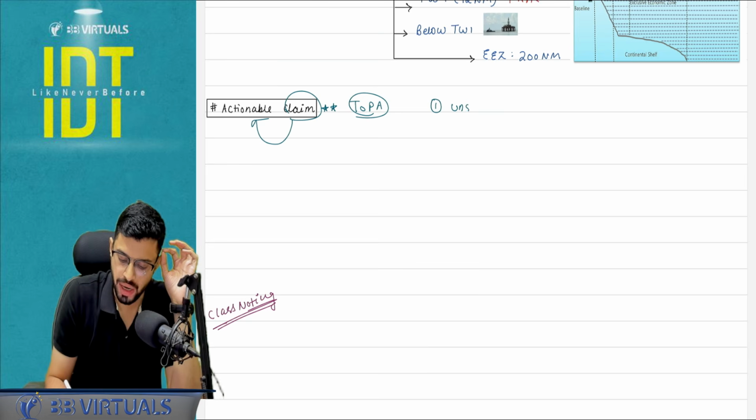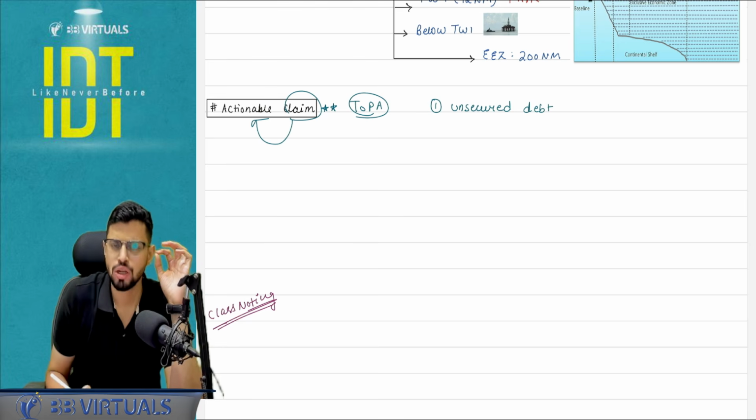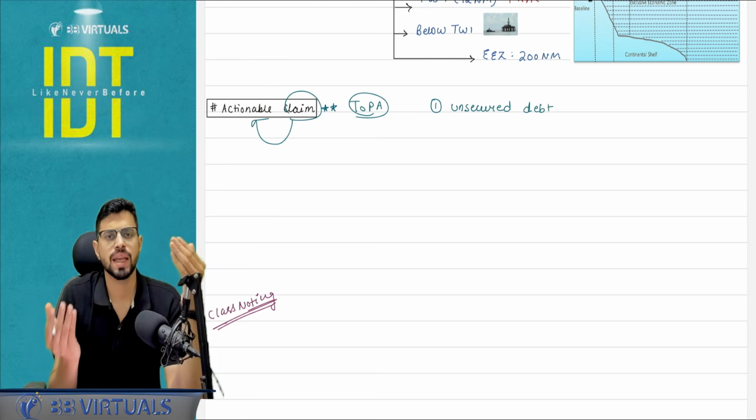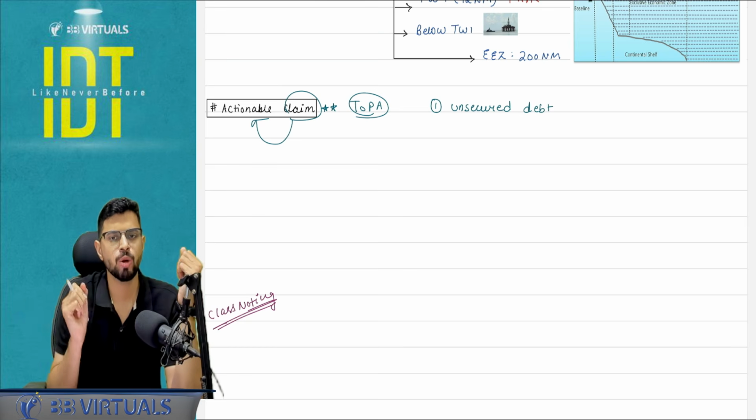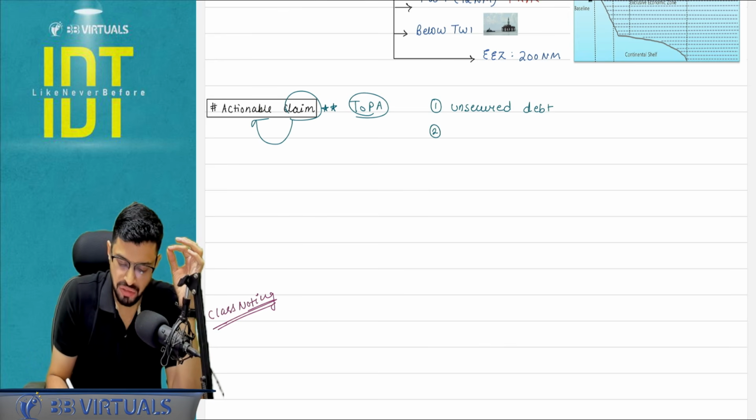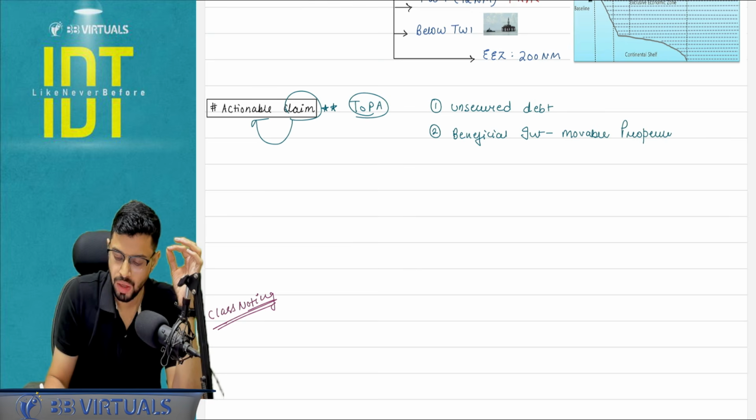First, unsecured debt. Sir, why unsecured? If it is a secured debt, then why are you going to the civil court? You sell the security and recover your dues. So unsecured debt is covered. And second, a beneficial interest in any movable property which is not in your possession.